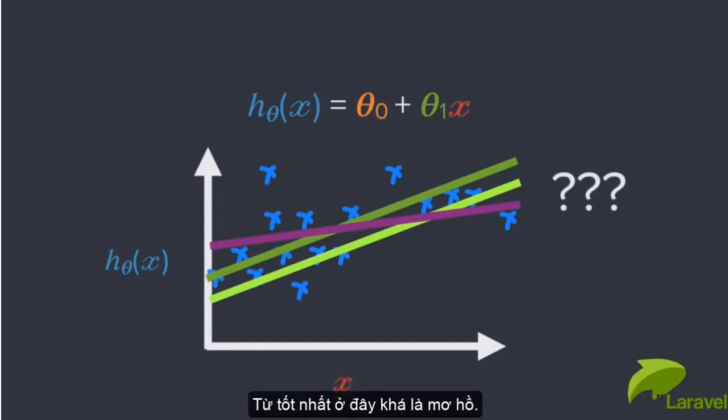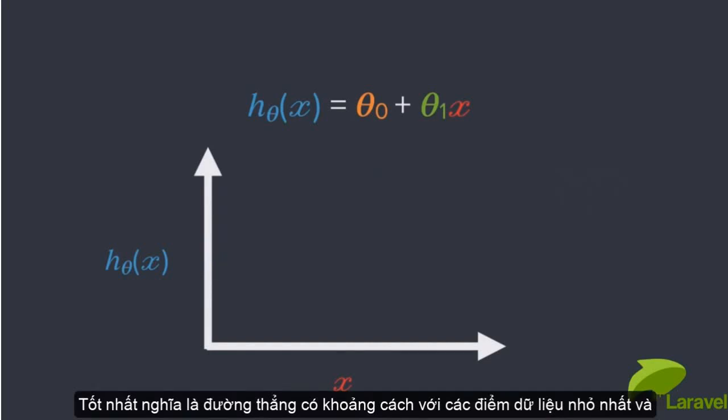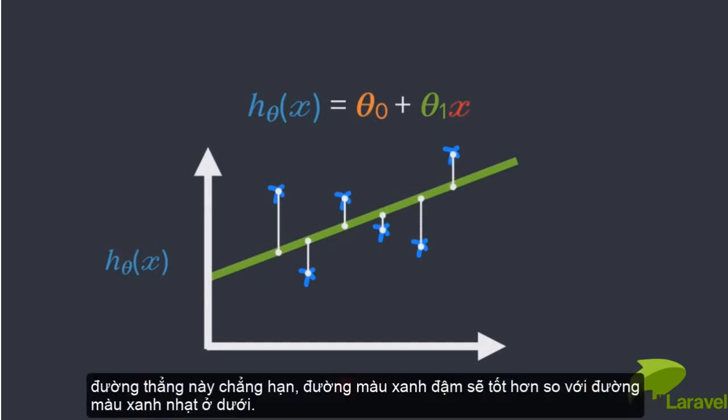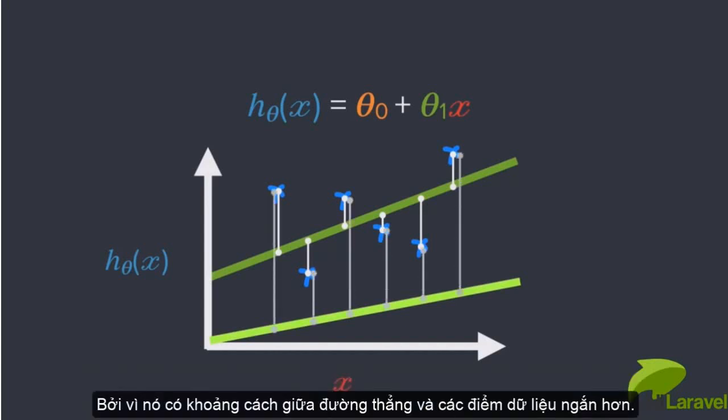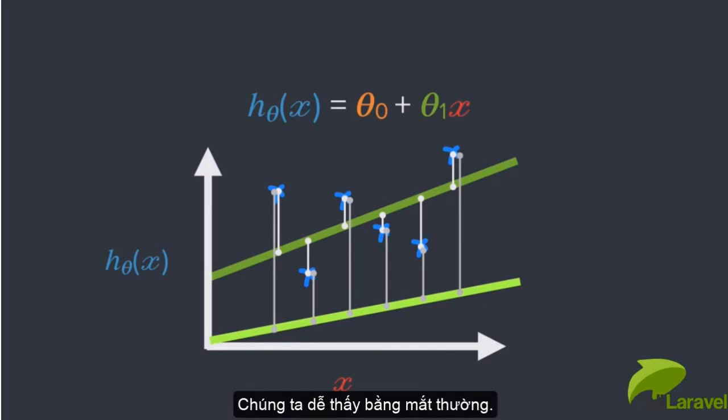So that word best is pretty vague, right? We need a hard criteria. So by best, what we actually mean is the line that minimizes the distance between the data points and the line. For example, this dark green line here is clearly better than this light green line below. Why? Well, because it's got a shorter distance between the line and the data points. So that's pretty easy to see visually.